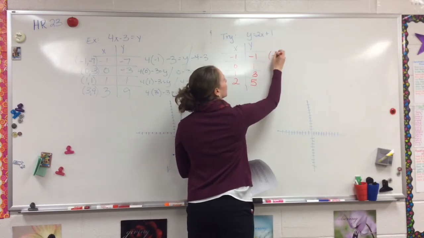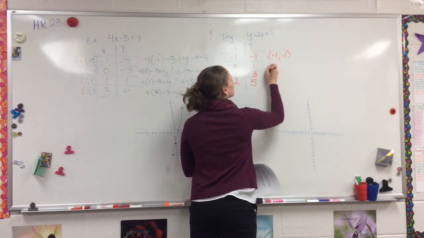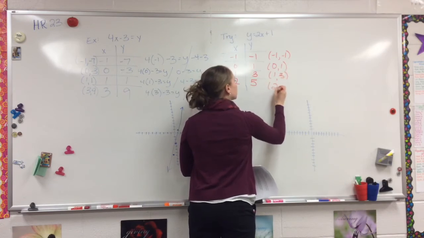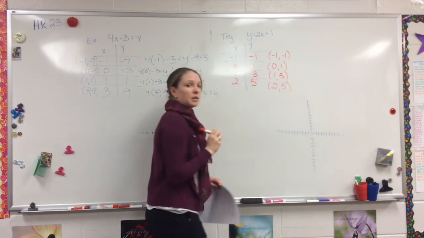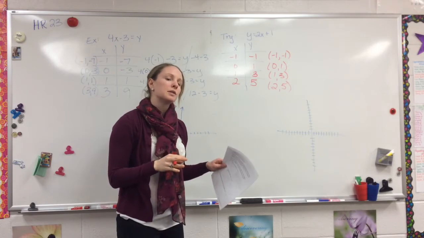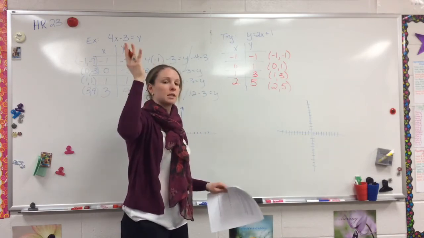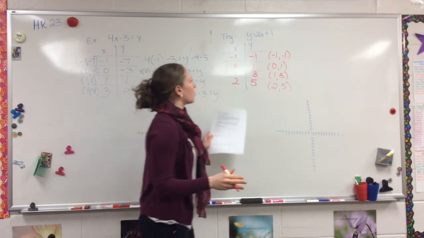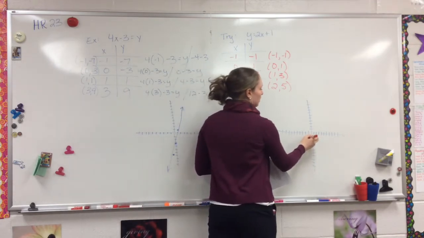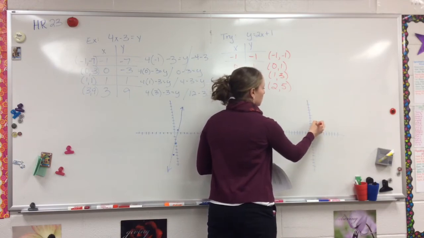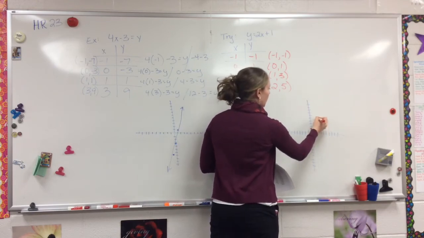You can make ordered pairs, and you can plot those. No matter what inputs you selected, you will come up with the same graph, because yours would fall either on the line if we extend it or within the points that I have. So we have (-1, -1), (0, 1), (1, 3), and (2, 5).